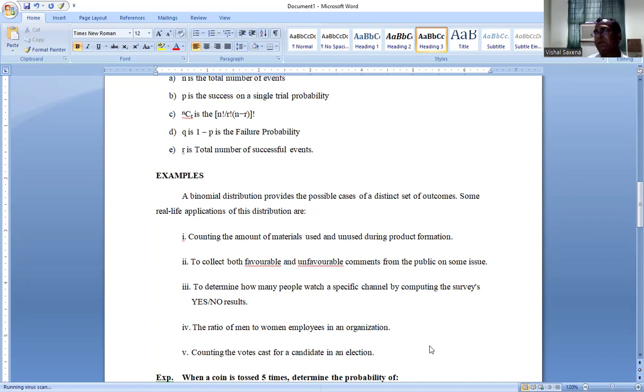The binomial distribution is derived from the binomial theorem, and from this the formula is derived. This formula is applicable for two possibilities, one for success and the second for failure.